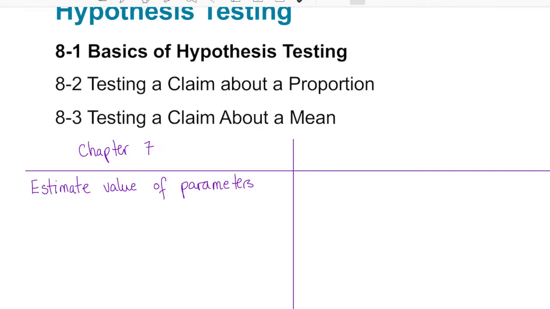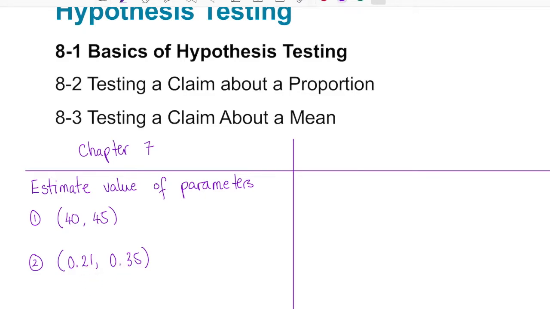Back in Chapter 7, we learned how to estimate the value of parameters. Parameters can be population mean, population proportion. For example, we construct the confidence interval for the mean. If we say the confidence interval is from 40 to 45, it means that the mean is any number from 40 to 45. Or we can construct the confidence interval for the proportion, say 0.21 to 0.35. That means my proportion is a number within these two limits.